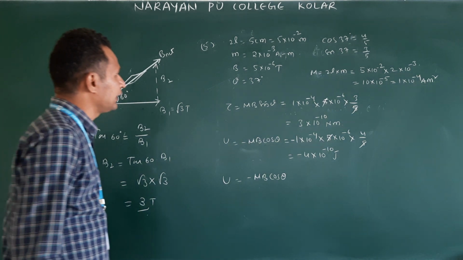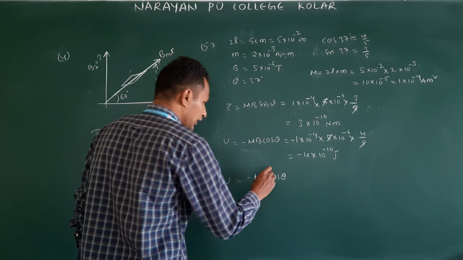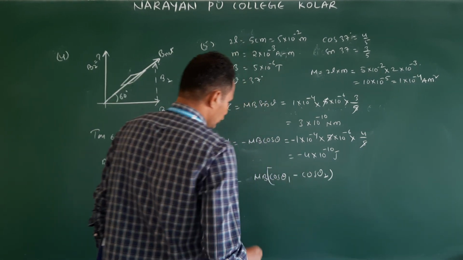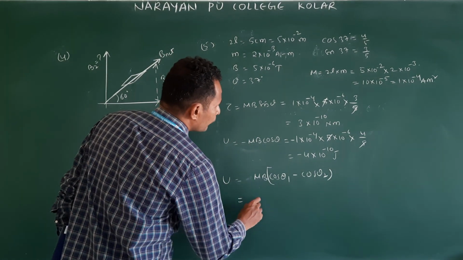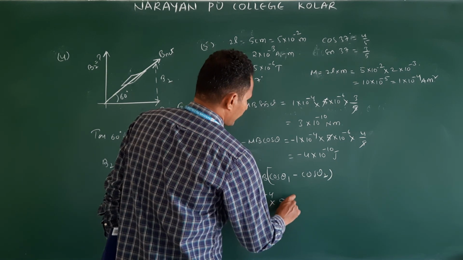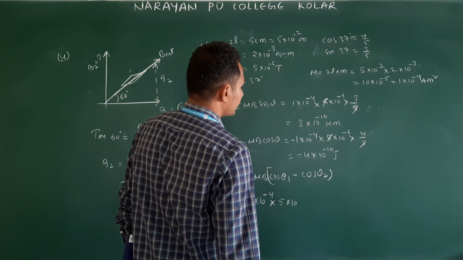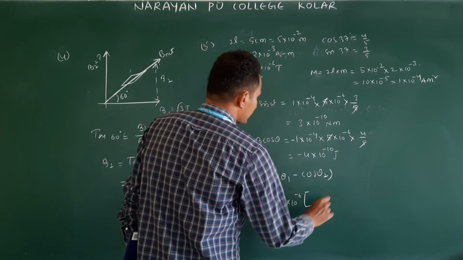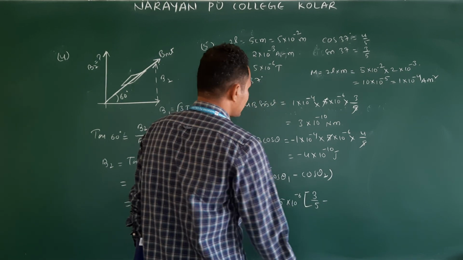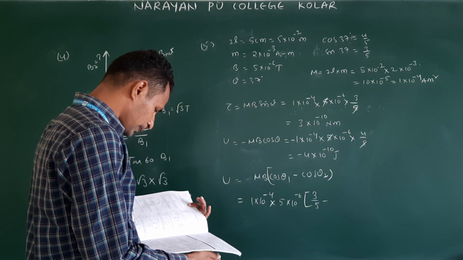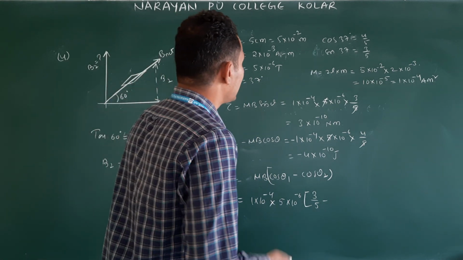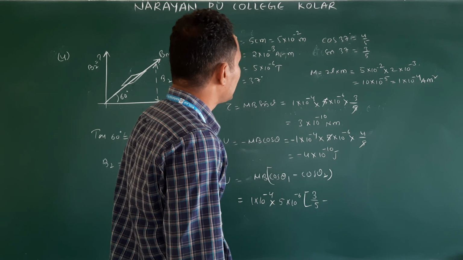So if it is already there in the theta 1 position, we will write it like this: mB into cos theta 1 minus cos theta 2. Then what is m? 1 into 10 power minus 4. What is B? 5 into 10 power minus 6. Cos theta 1, cos 37, what is it? 4 by 5. Next, cos 53 degrees is required. Cos 53 is nothing but sin 37. Am I correct or not?